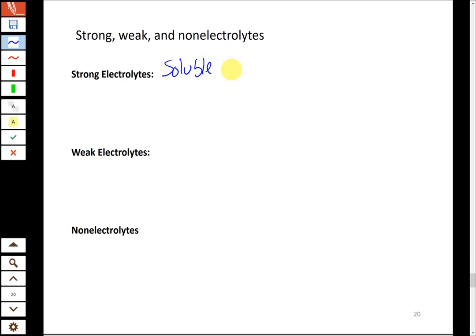Any ionic compound that dissolves in water would be a strong electrolyte, because ionic compounds, as we saw, when they dissolve in water, completely separate into positive and negative ions. And then the other category that would classify as a strong electrolyte is what's called a strong acid.